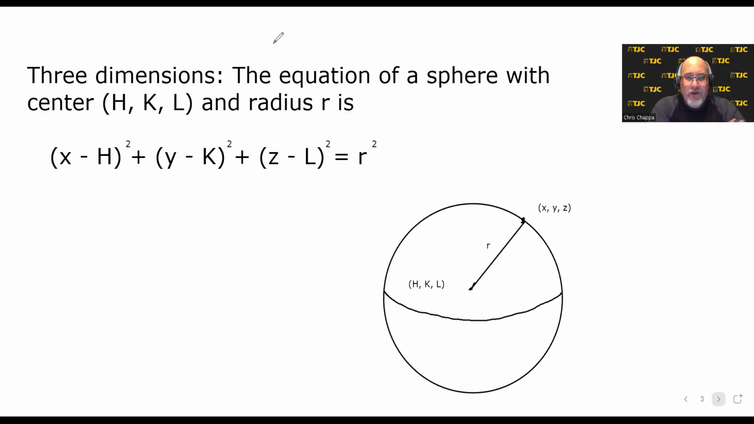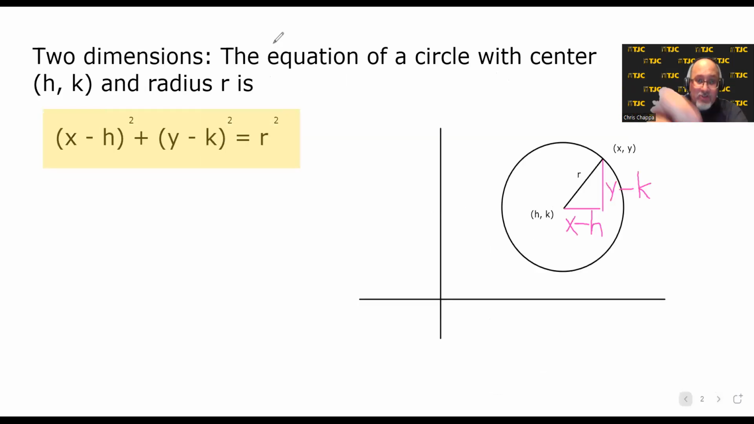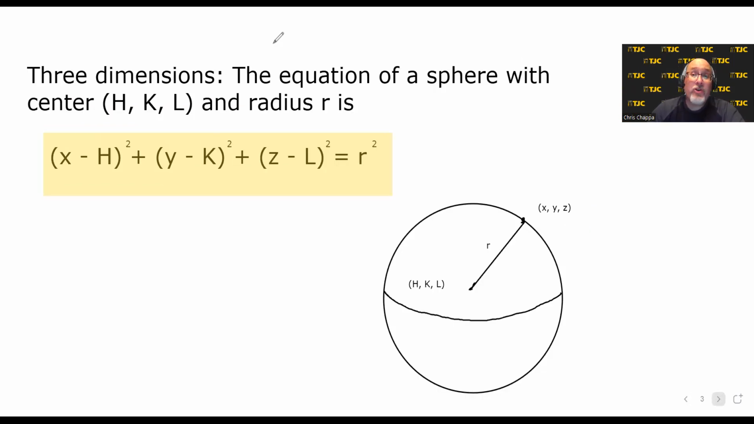The equation of a sphere with center (H, K, L), and I'm going to use capital letters so the L doesn't look like a 1, and radius R, looks just like the equation of a circle. The only difference between this equation and the one back here, besides the choice of letters for the center, is that this equation has a third add-in to accommodate the z coordinate.